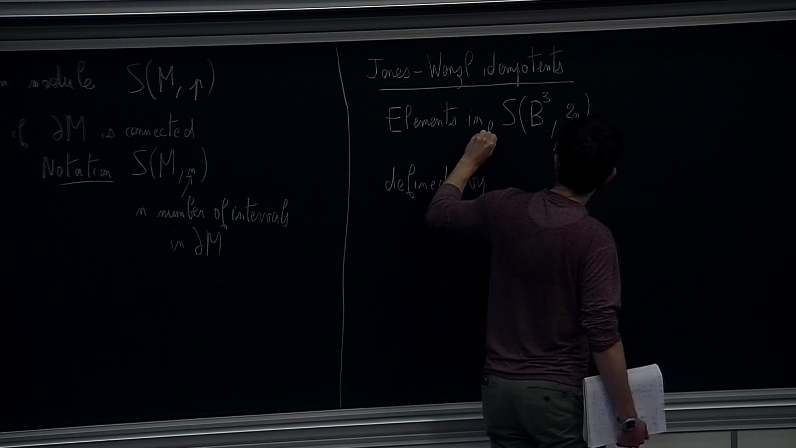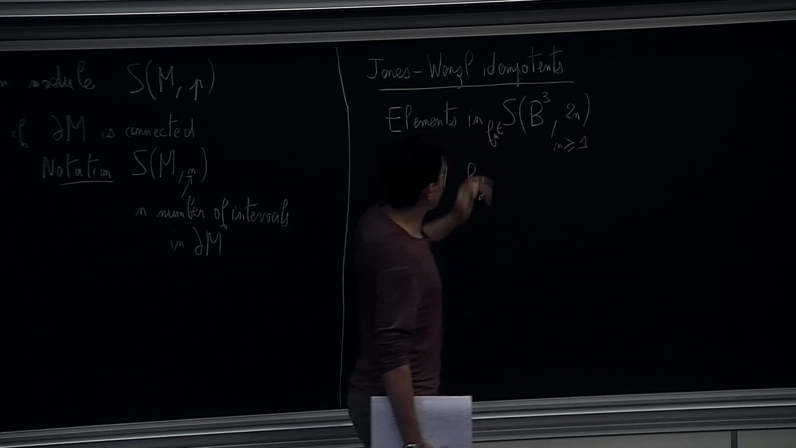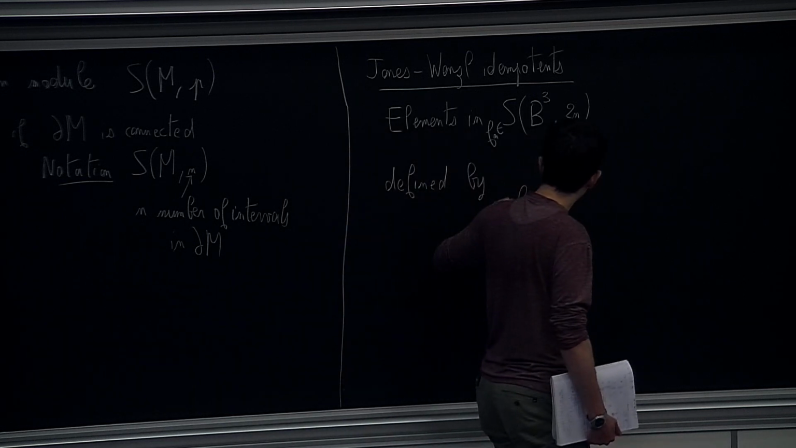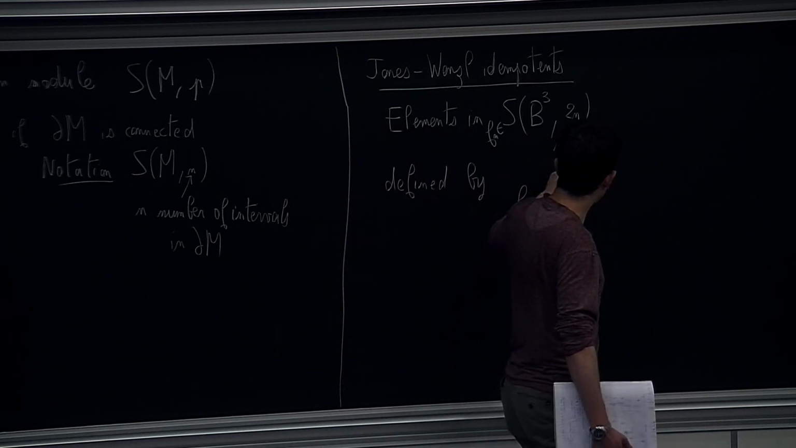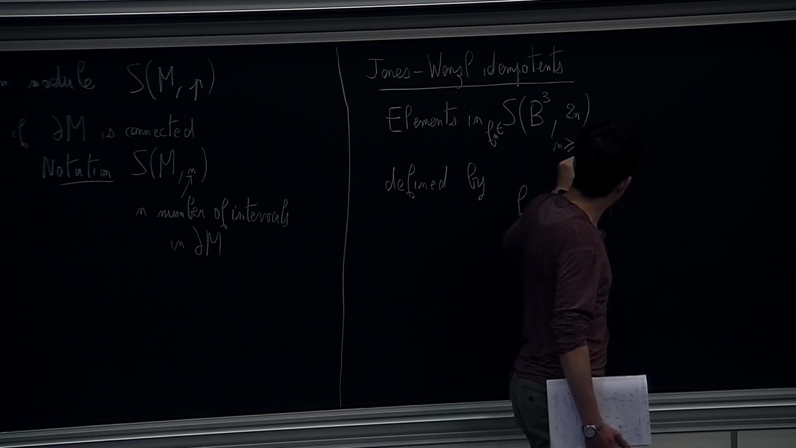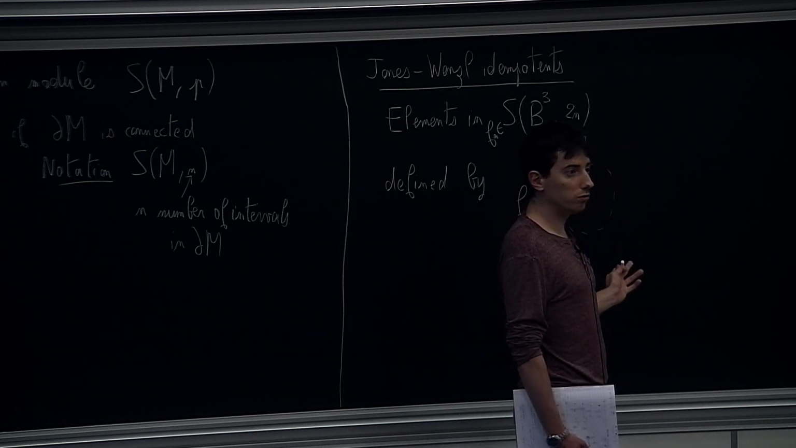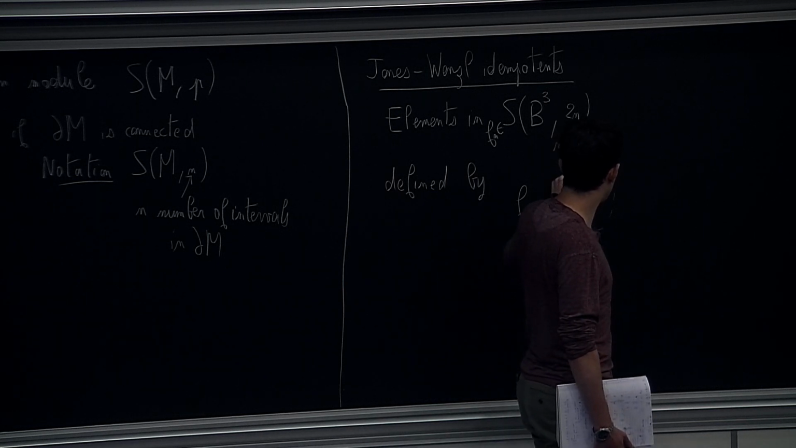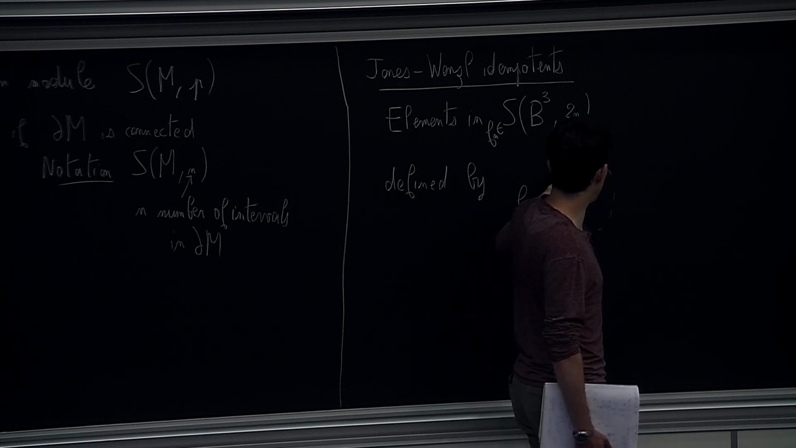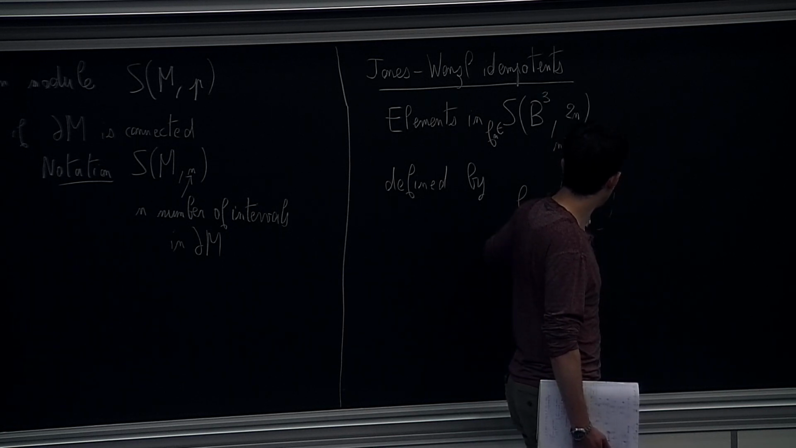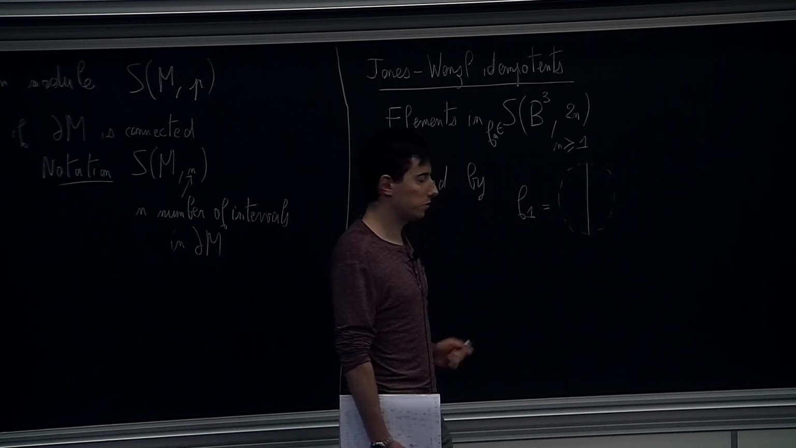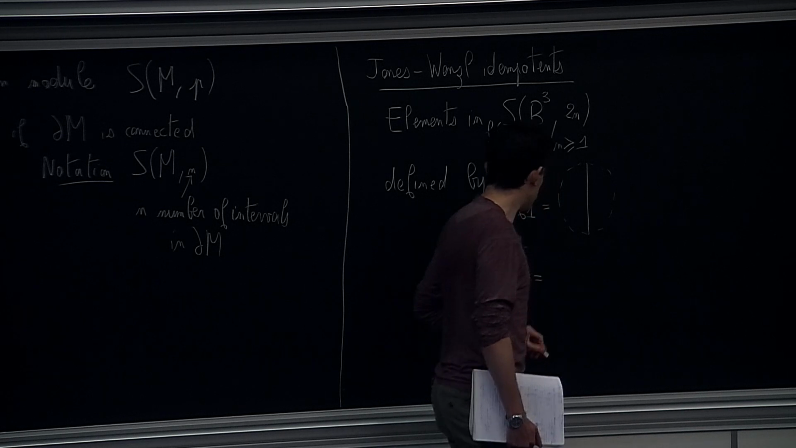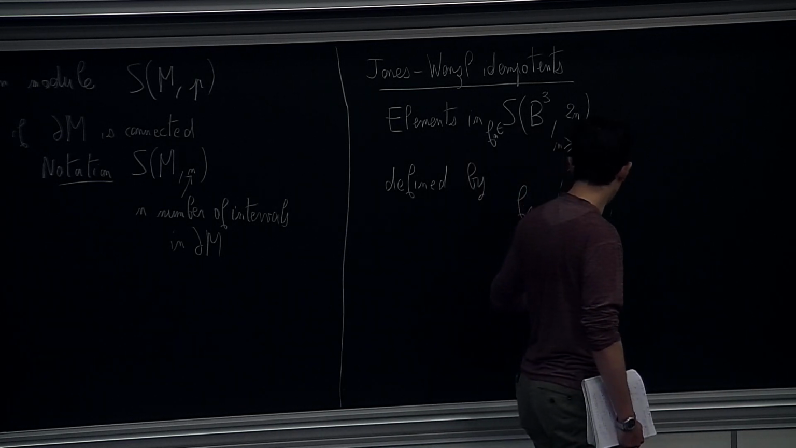So the element f_n, the so-called nth Jones-Wenzl idempotent, will be in here. And we'll have that f_1 will just be, so I'm supposed to take a tangle with two boundary points on the ball, so we'll just take the straight strand. And then I define the nth Jones-Wenzl idempotent by the following recursion formula.